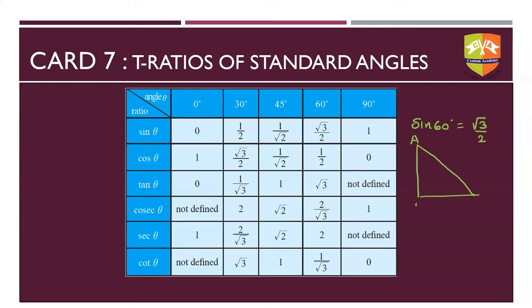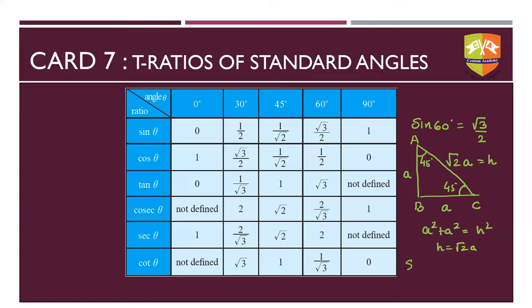Let us say this is triangle A, B, C with a 45 degree angle, and the equal sides are A. The hypotenuse will be root 2A without any doubt, by Pythagoras' theorem. Any doubt so far in this diagram? This is 45 degrees, so it is an isosceles triangle. Let this be H. H square is 2A square, so H is clearly root 2 times A. So you can derive now.